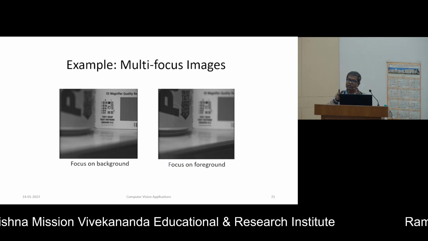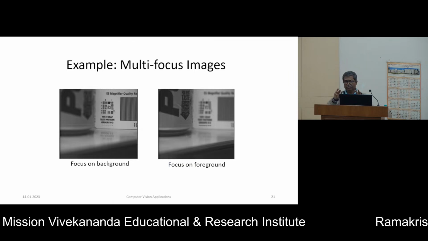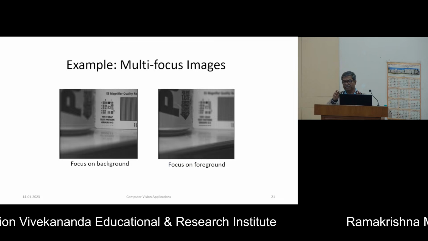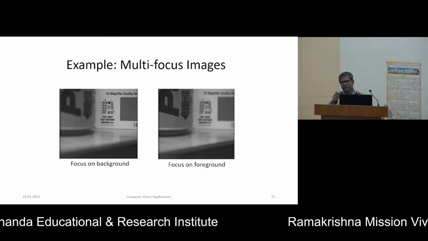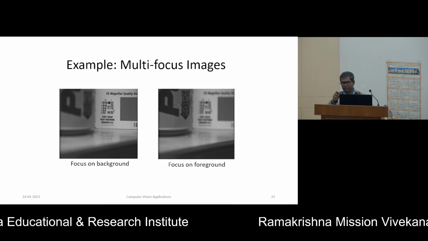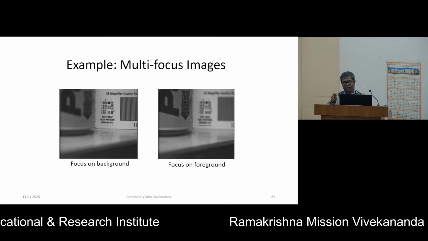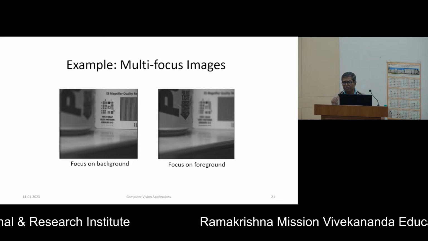Now, how do I know this? One portion of the block or one portion of the image is out of focus and this part is focused. Same part of the image, same part of the box, same part of the Pepsi can. How do I know that?